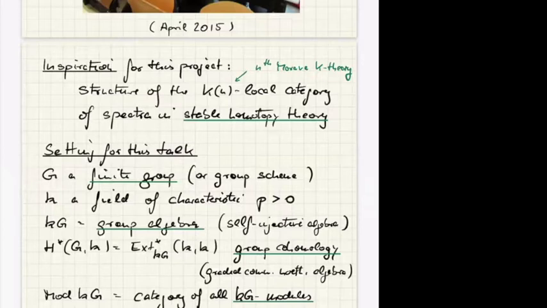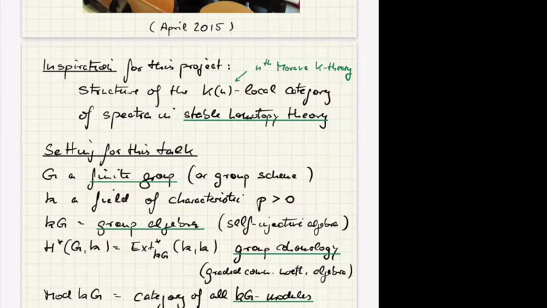So I'm looking at representations of finite groups. So G is always a finite group, but it can also be a finite group scheme. The theory works equally well for finite group schemes. And K is always a field of positive characteristic. And then we look at representations, and this means we look at the group algebra, which I denote by KG. And we may recall that this is a self-injective algebra.